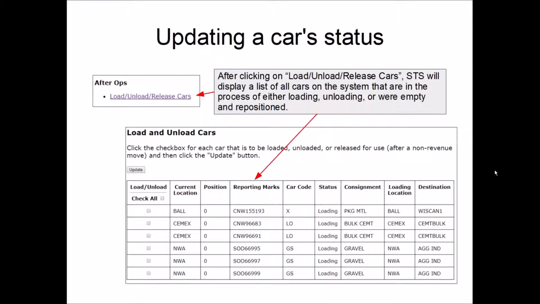To do all this just takes one click on the After Operations section: Load, Unload, Release Cars. STS will then display a list of all the cars that are either in a loading status, an unloading status, or have just been repositioned as empties. To load and unload them, all you do is put a check mark in the box in the left-hand column, and then click the Update button.